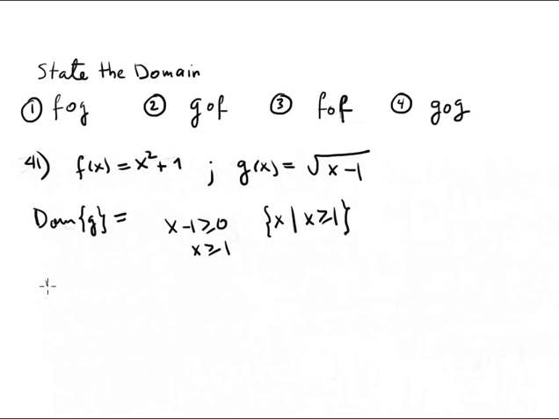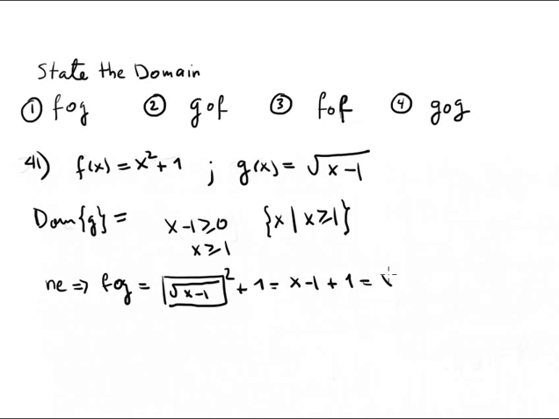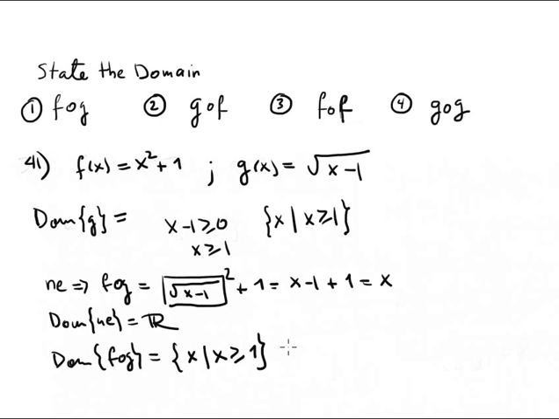Now new expression. You form it by f composition g. g goes inside f, so I put the box squared plus 1, and inside you put the square root of x minus 1. The square root and square cancel out each other, it's x minus 1 plus 1, which cancel out, is just x. Then the domain of the new expression is all real numbers, and the domain of f composition g is the first restriction, x such that x is greater than or equal to 1, for condition 1.